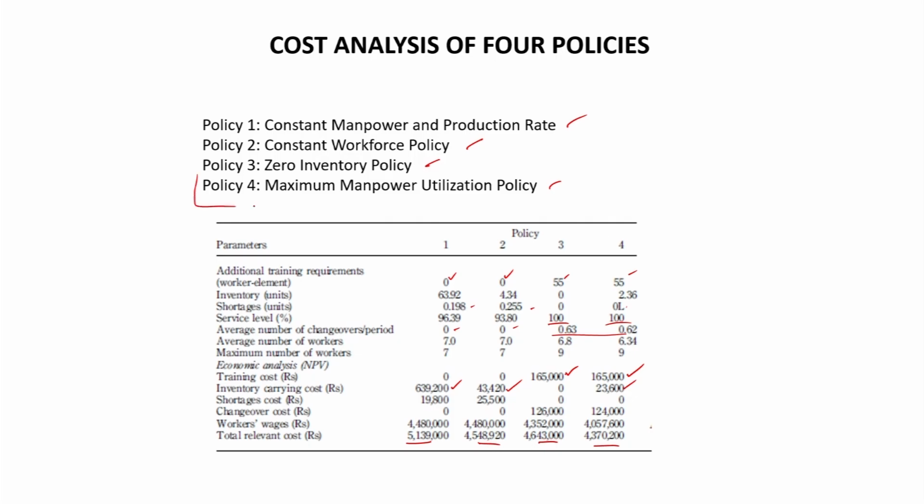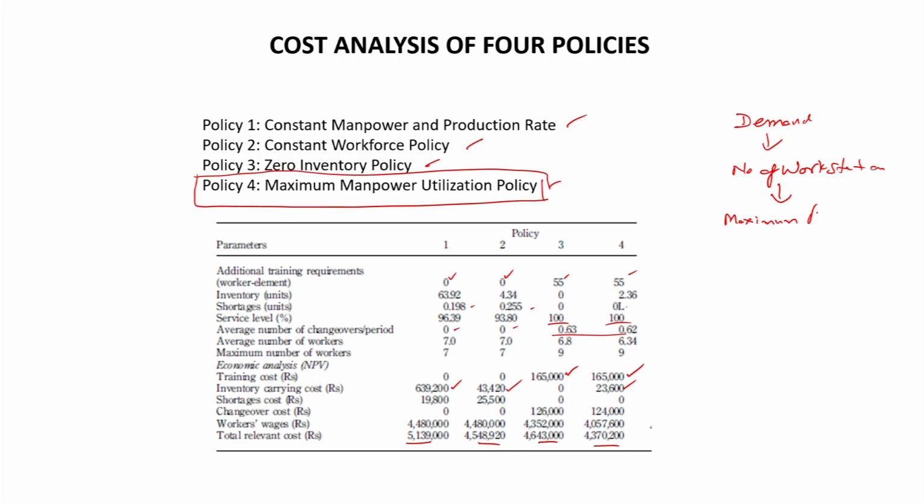Policy 4, where you change the production by changing the production rate, but produce not exactly the requirement, but equal to the manpower deployed. Based on demand, identify the number of persons required, number of workstations required, then operate the workstation not as per the demand, but as per the maximum production possible. In the process we are creating some inventory, and that inventory we are taking care of when we go for the next period.